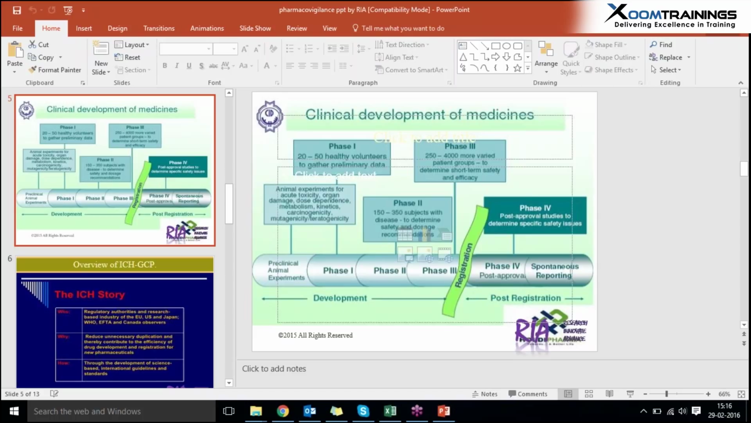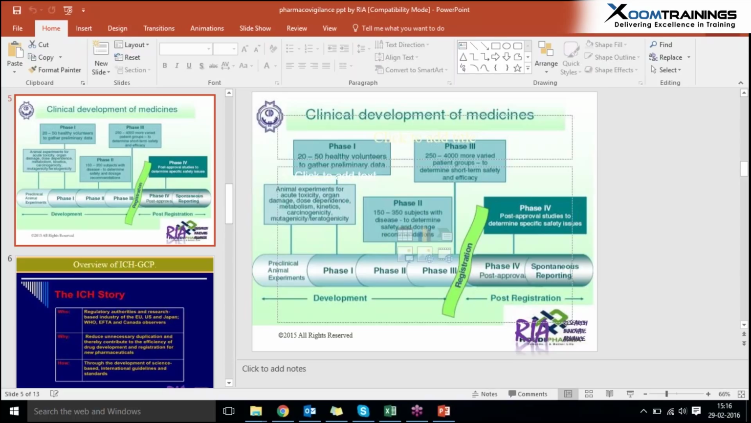We give the same drug to the animals by calculating the body weight. We give the drug to the animal and gather the preliminary information. We will look for efficacy. We will intentionally give cancer-causing cells to the animal and gather that information. If the drug is really curing the cancer, then we are going to use it for cancer.